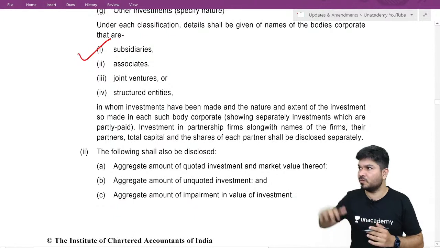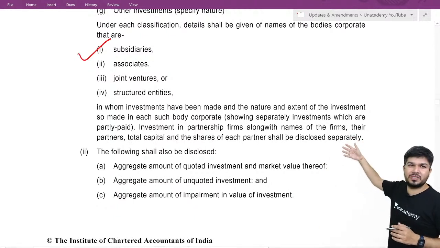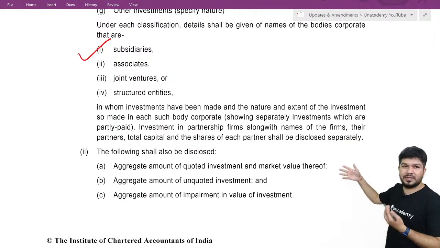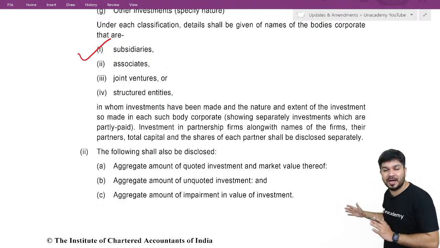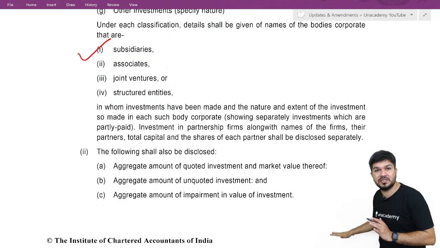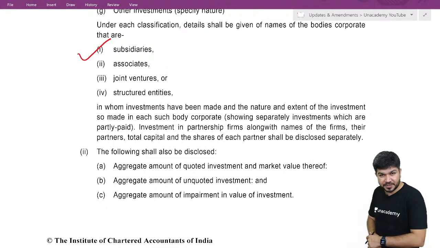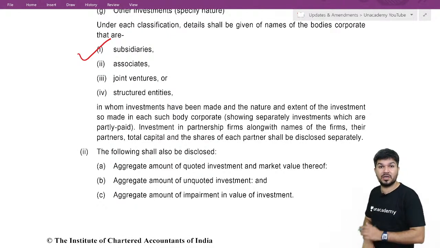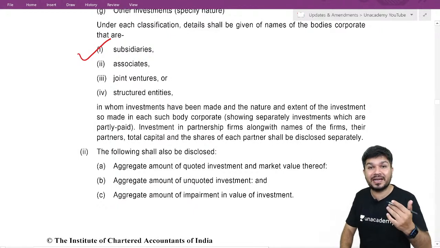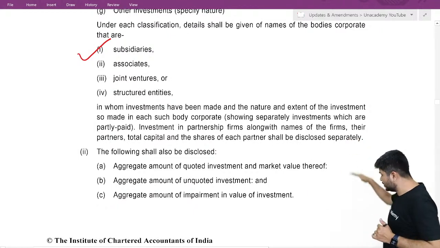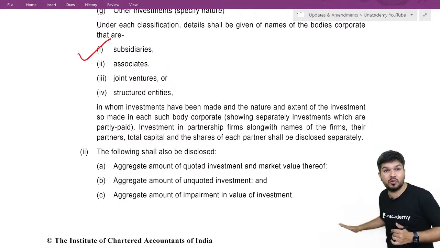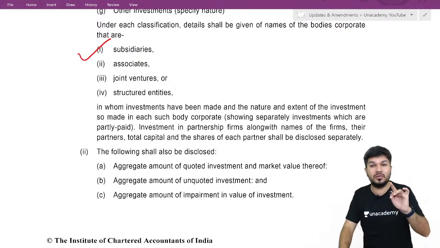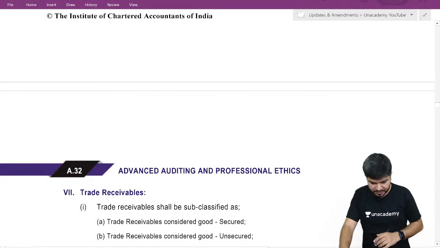Plus, investments. Once you are done, you have a bifurcation: equity, preference, debentures, bonds, government securities. Total आ गया. After the total, how much is quoted, how much is unquoted? Aggregate quoted how much, aggregate unquoted how much, and for the quoted investments you also need to give the market value.